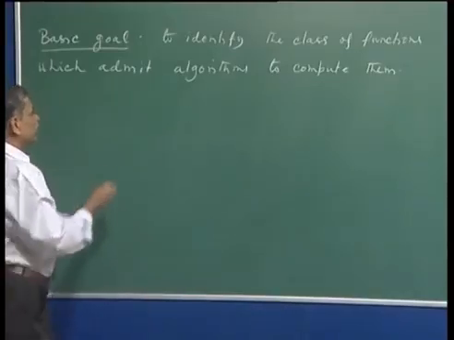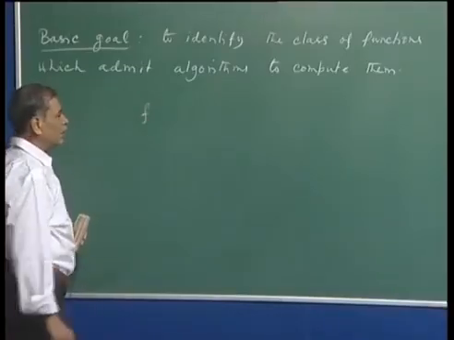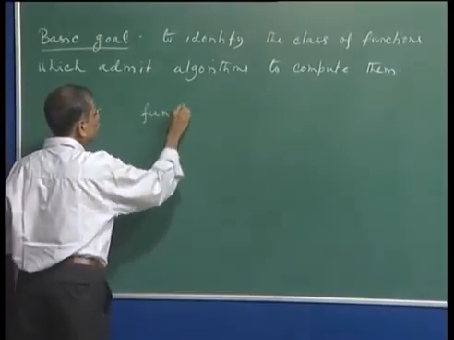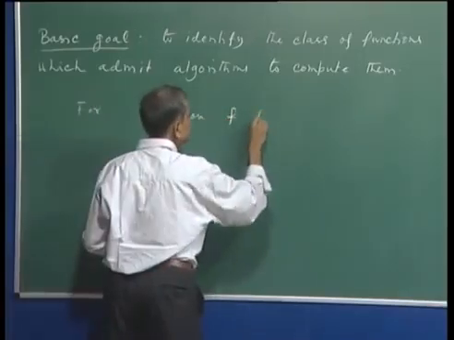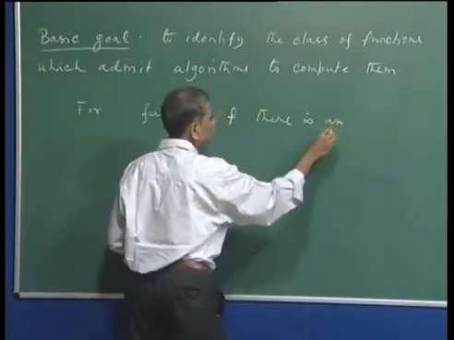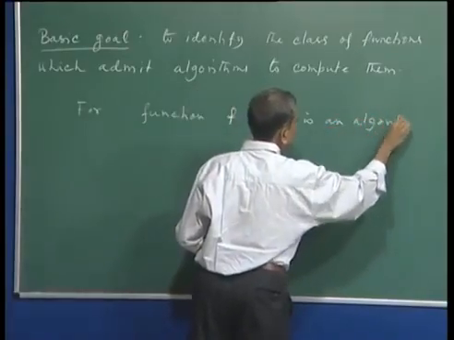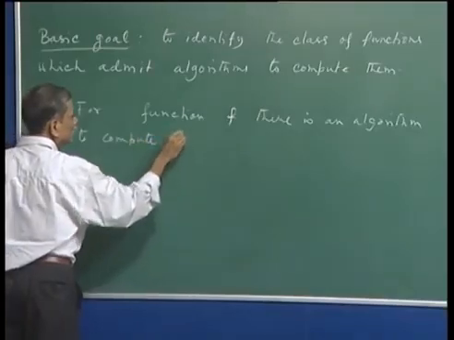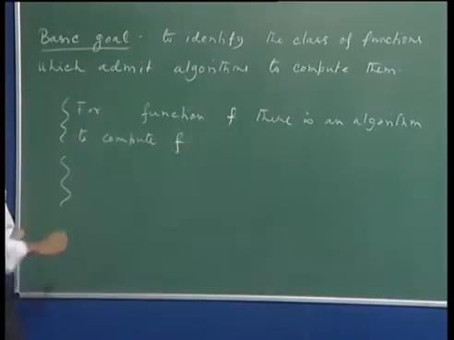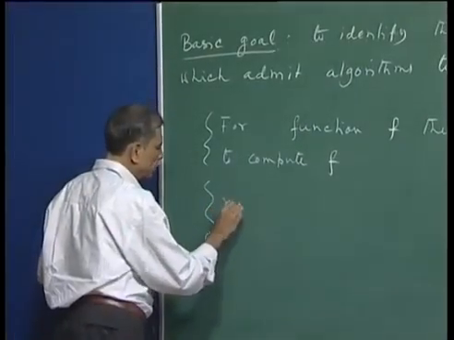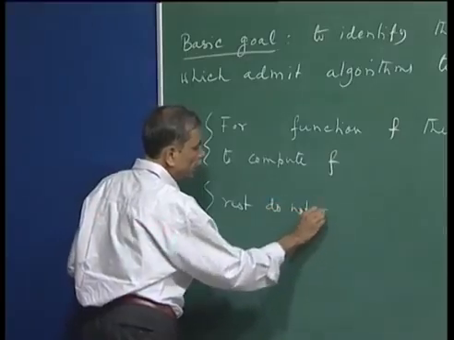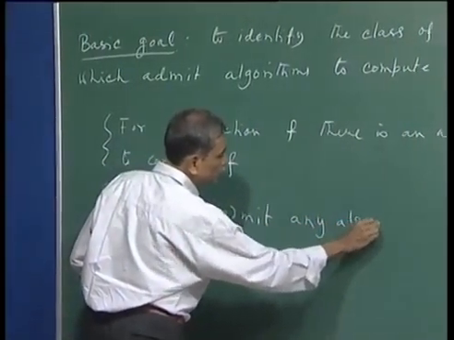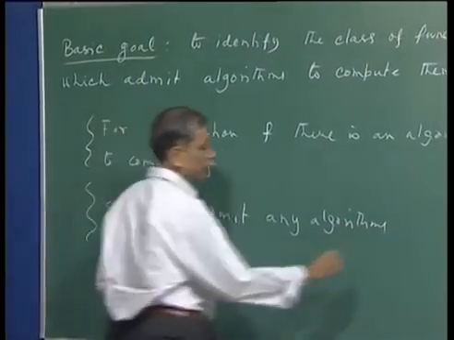So, what we are saying is that there are some functions of the kind that for a function f there is an algorithm to compute f, right, and there are some other functions, the rest, which do not admit any algorithms to compute them.